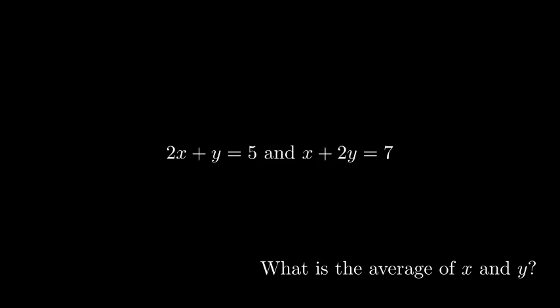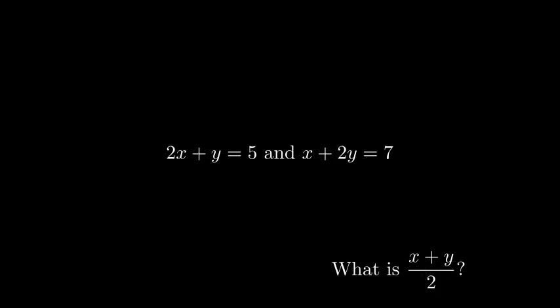So again, let's just translate the English into math. What we really want to find is (x plus y) divided by 2. We have two equations and two variables, so we should be able to solve for x and y. Once we have x and y, we can add them up together and divide by 2 and get our answer. But that's a little bit more work than we need to do. We actually don't need the exact values for x and y. We just need to know what they add up to.